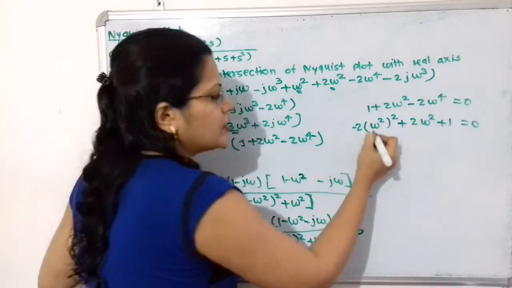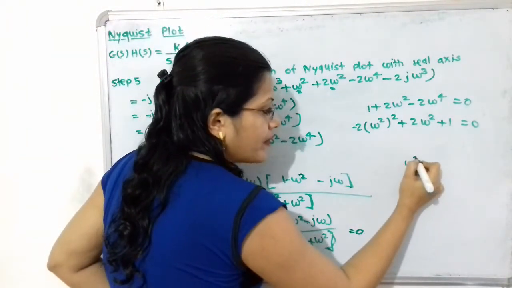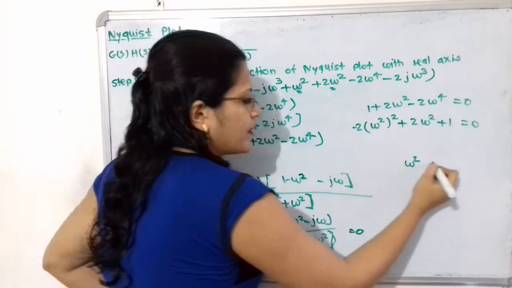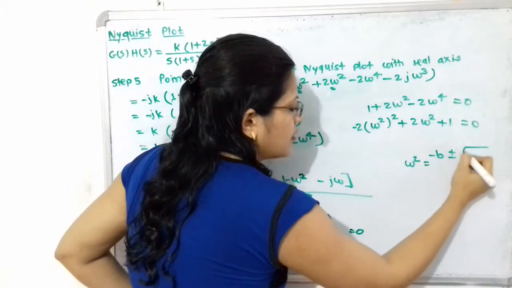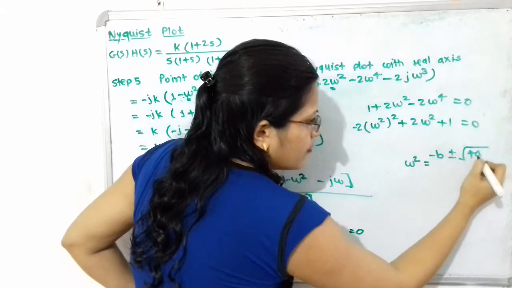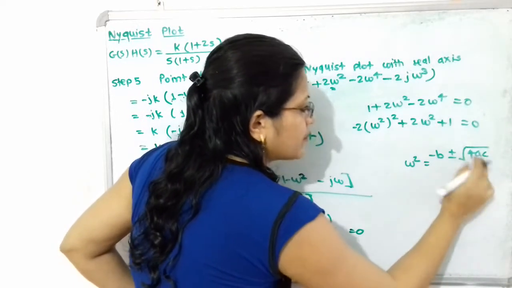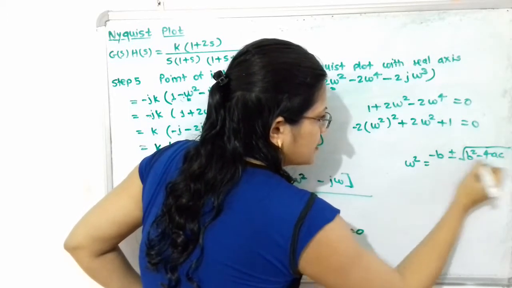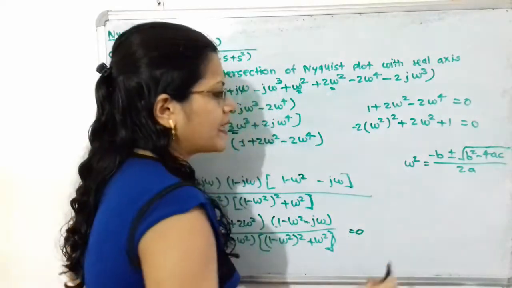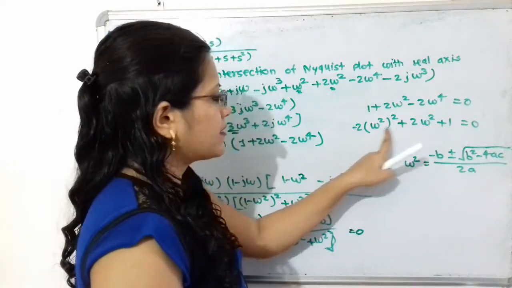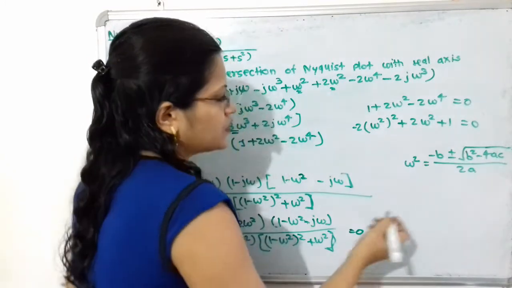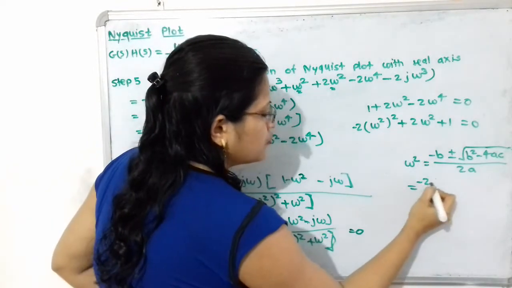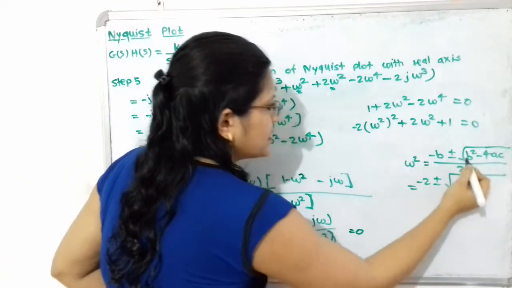Then how we can solve this? So here the second order equation is for omega square. So it will become omega square is equal to minus b plus minus under root of b square minus 4ac divided by 2a. Now what is this a, b, c? So this a is nothing but minus 2, b is nothing but 2, and c is 1. So I will take here minus b, that is minus 2 plus minus under root of b square minus 4ac.